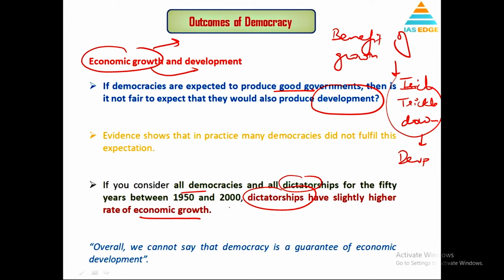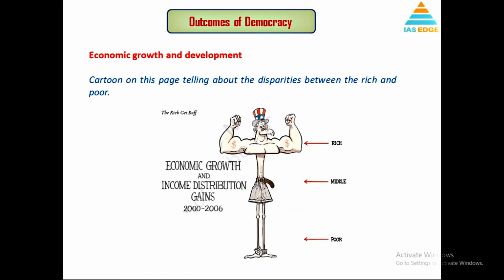So democracies are expected to produce good government. Then it is expected that they should produce development. Development means people should have what they want: education, health, food, security, job, freedom, liberty. Okay. So if we see all the democracies and dictatorships for the 50 years, we find that dictatorships have slightly higher rate of economic growth.